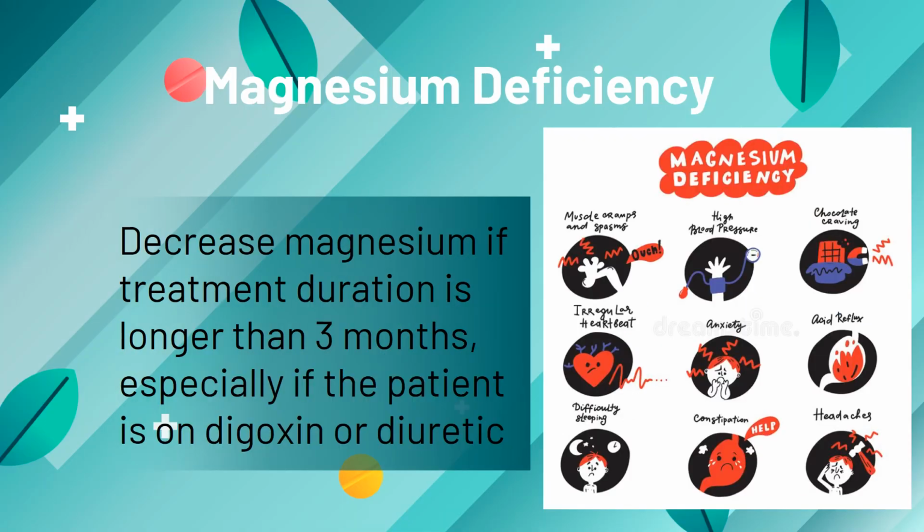Patients' magnesium level should be monitored regularly because magnesium deficiency can develop in patients who are taking this medication for longer than 3 months, especially those who are on digoxin or diuretics. The most common signs and symptoms of magnesium deficiency are constipation, muscle spasm, anxiety, headache, and difficulty sleeping.